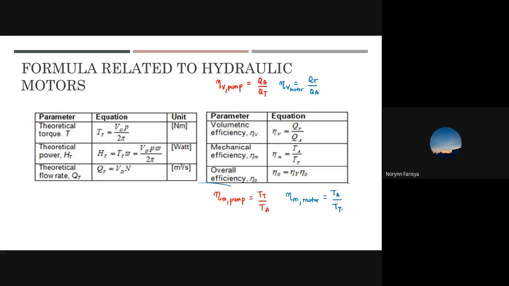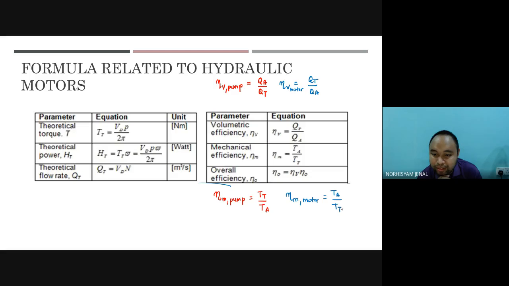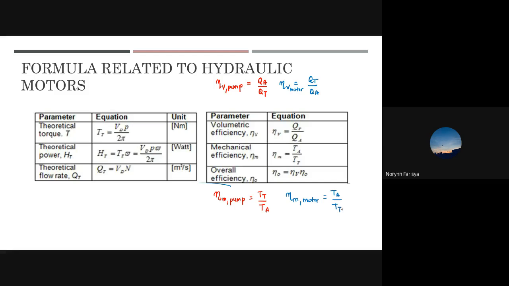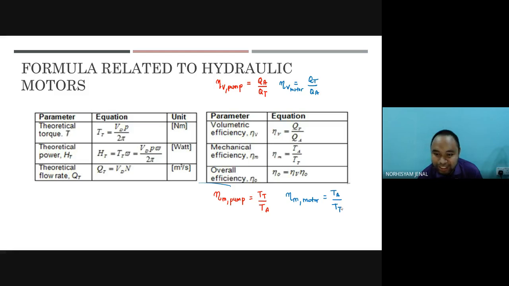Pump dia convert electric ke mechanical. Okay. Is it because of that, the conversion? Saya tak pastilah sir. Awak pun tak pasti. Okay, so alright. So idea dia macam ni.